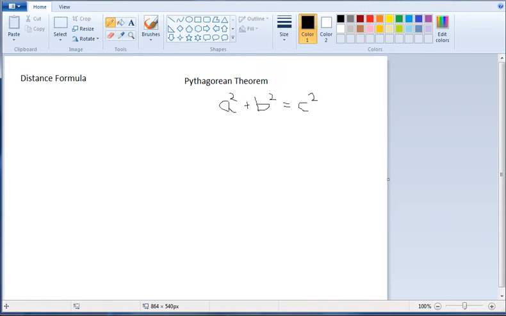And just to go a step further, in order to figure out how to find c by itself, you square root both sides. So that's what we're doing here, square rooting both sides. And then our final answer will end up being the square root of a squared plus b squared equals c. Now, the reason why I say that is because that is how we're going to construct our distance formula. Now, the only difference between the Pythagorean theorem and the distance formula is that instead of using just letters, we're actually going to be using coordinates.